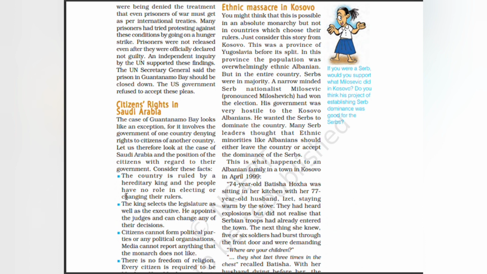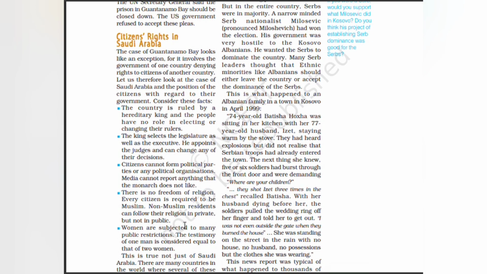Consider these facts. The country is ruled by a hereditary king and the people have no role in electing or changing their rulers. The king selects the legislature as well as the executive. He appoints the judges and can change any of their decisions. Citizens cannot form political parties or any other political organizations. Media cannot report anything that the monarch does not like.